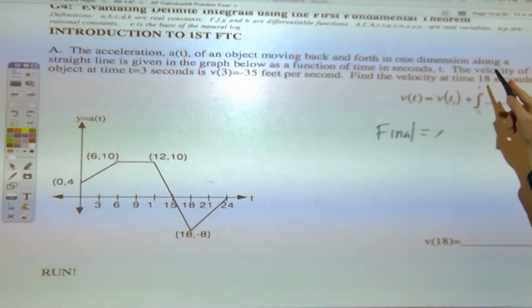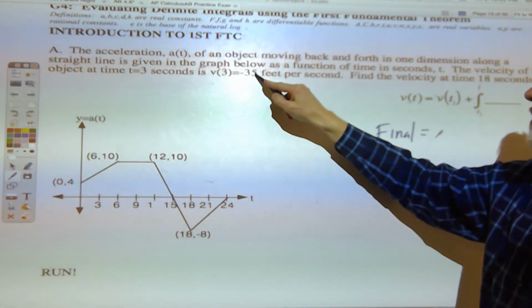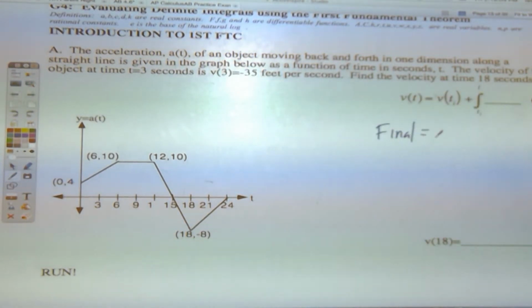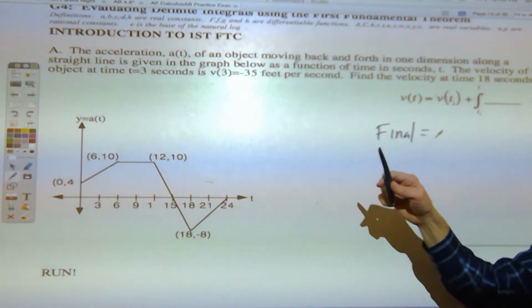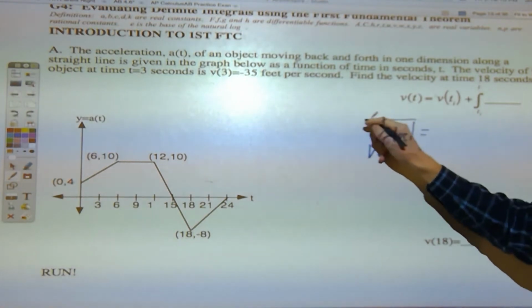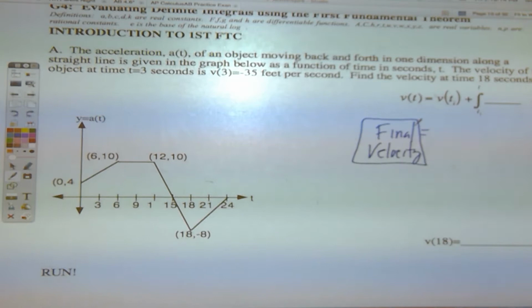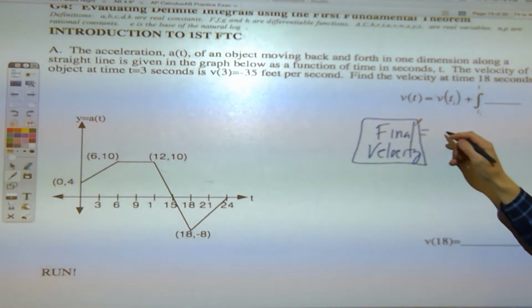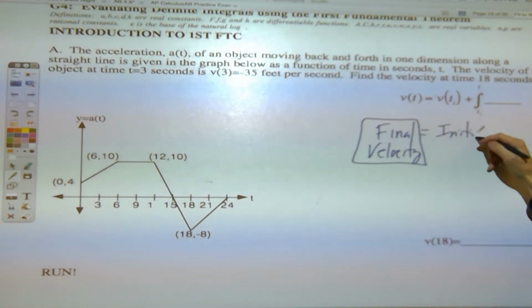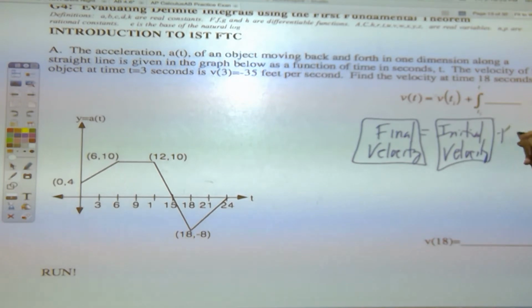But they're telling us that the velocity of the object at time 3 is negative 35. Find the velocity at time 18. Okay, so they want final velocity. You'd be amazed at how much your thinking process is assisted by words. Thinking uses words. So to get the final velocity, we're going to have to take the initial velocity plus the net change, not the total change.